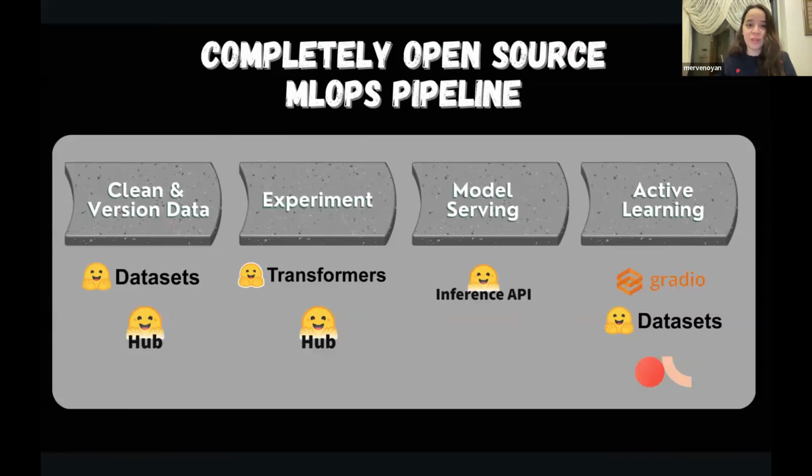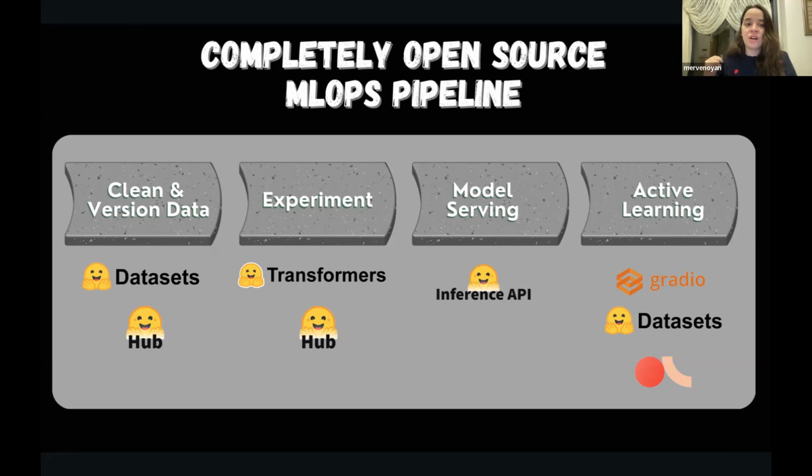Also, our MLOps pipeline was technically completely open source. We used Hugging Face datasets to host our datasets on Hugging Face Hub, we experimented with transformers, and we versioned our models on Hugging Face Hub. We served our models using Inference API, which is open source. If you go to GitHub, it's called API Inference Community.